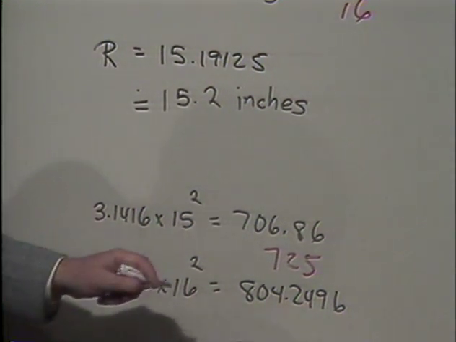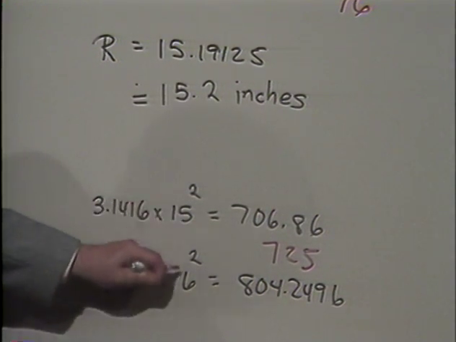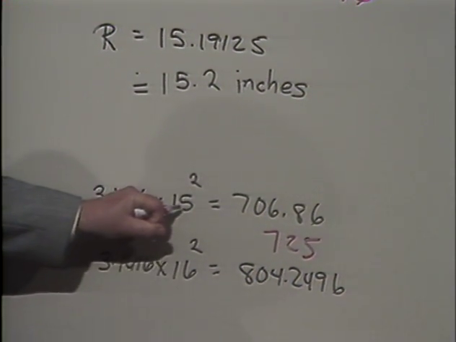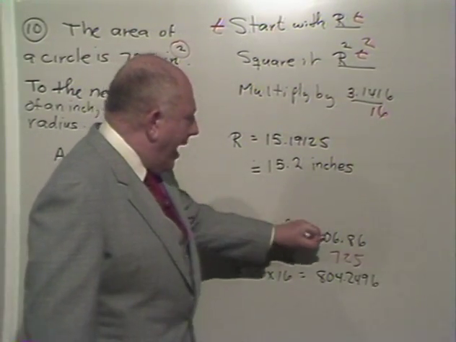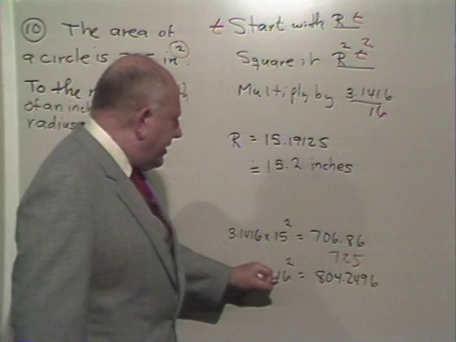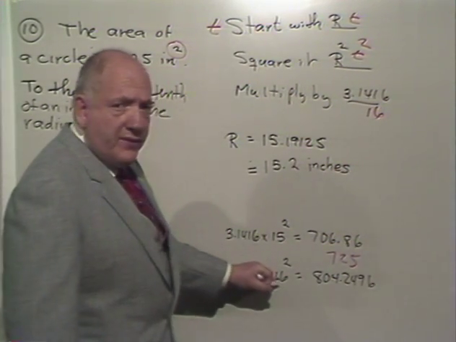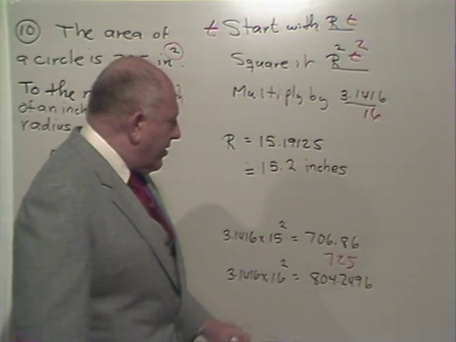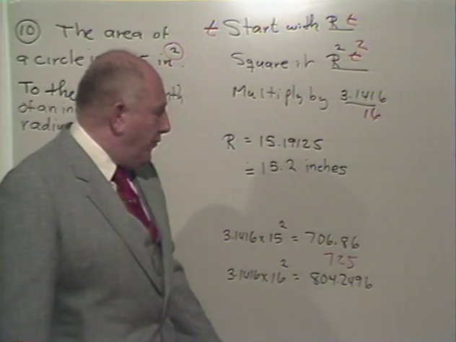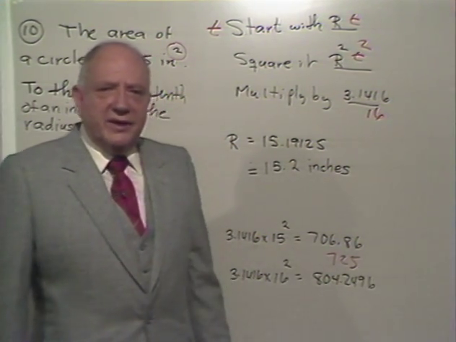So whatever the right answer is, see, if I didn't know algebra, I could have kept going by trial and error. Again, it's like Goldilocks and the Three Bears. I tried 15, but that was too small. I tried 16, but that was too big. So the right answer had to be between 15 and 16, and because 725 is closer to 706 than to 804, it's between 15 and 16, but closer to 16.